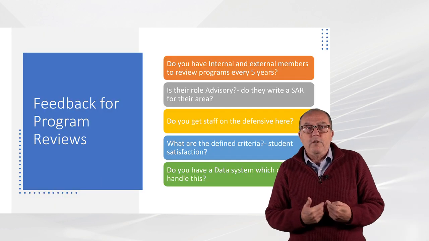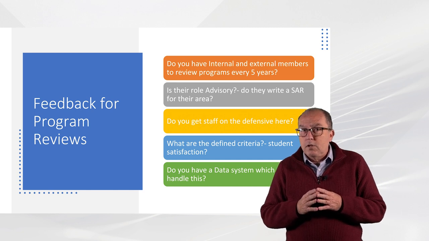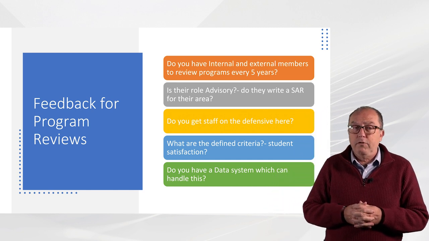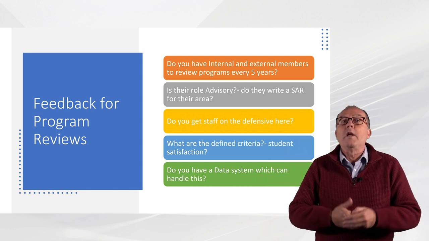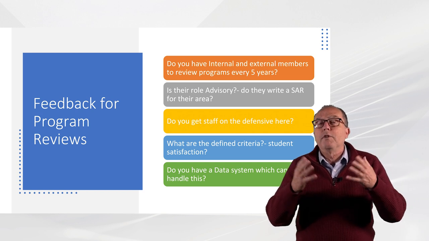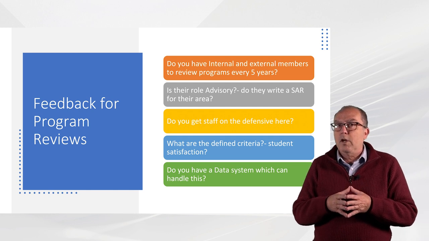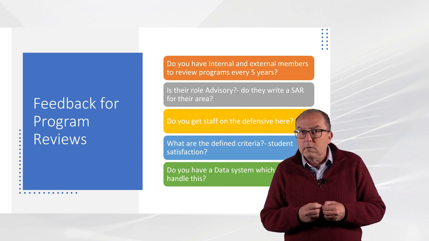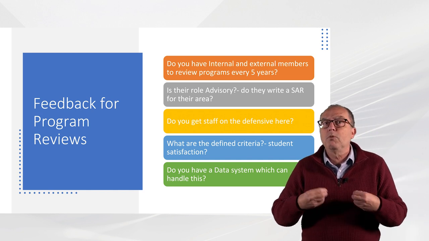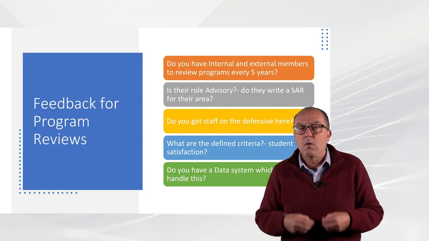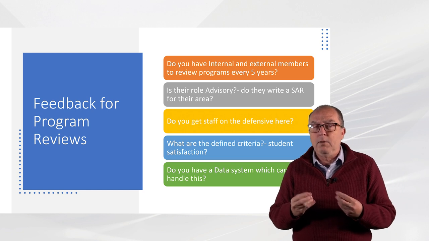This is also feedback for program reviews. I would like to ask you, do you have internal and external members to review programs every 5 years? Is their role just advisory? Do they write a self-assessment report for their areas? And if there is negative feedback, do you get people on the defensive here? And what are the defined criteria for student satisfaction? How do we know that the students are satisfied? What is the evidence that we get from the feedback so we can act upon this?